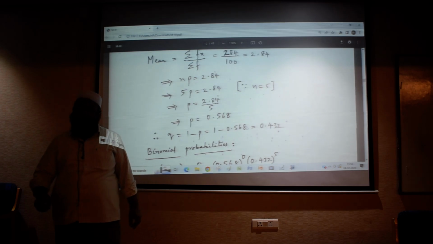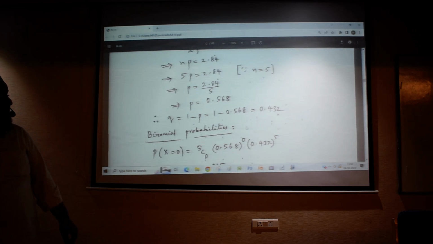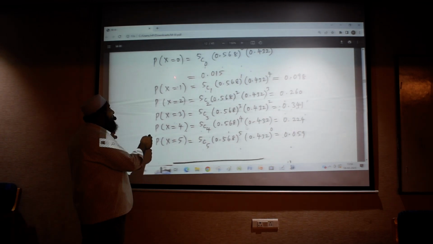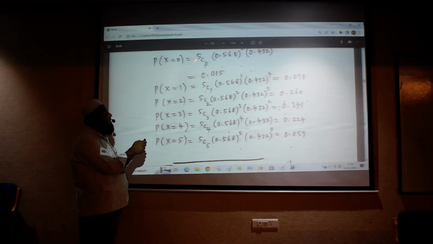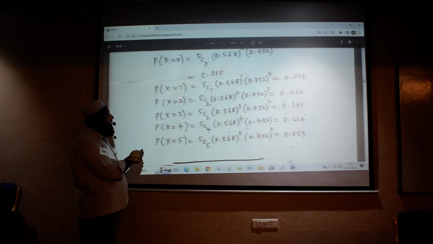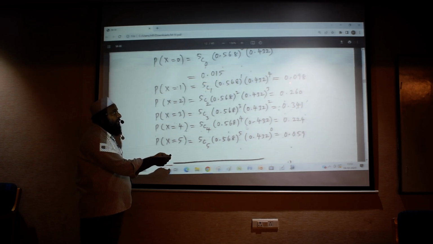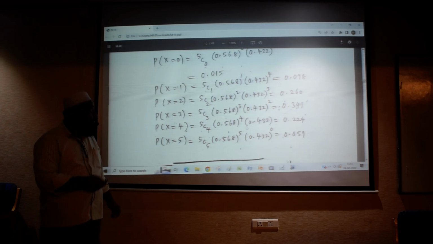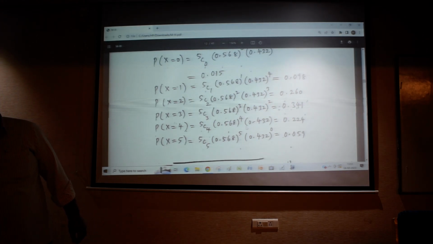Yes, sir. Now I am calculating the binomial probabilities. For x equal to 0, what is the probability? 5C0, this p value power 0, and q value power 5. That is 0.015. Now here I have written 5C1, this 1 and this 4. What are this 1 and 4? Those are powers; if you add them, you get this 5. Yes, so we got all these values. Shall I move forward, sir? You are ready with the probabilities, right? Yes, sir.